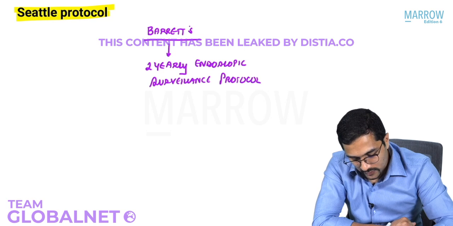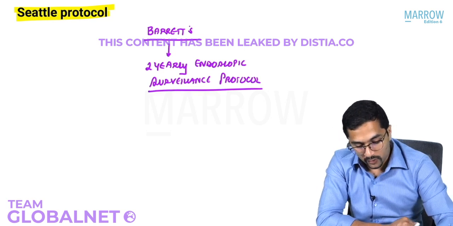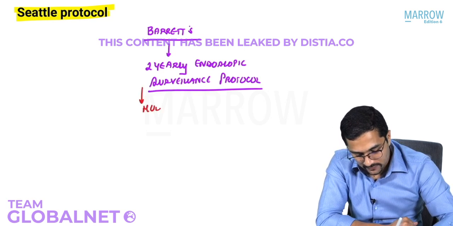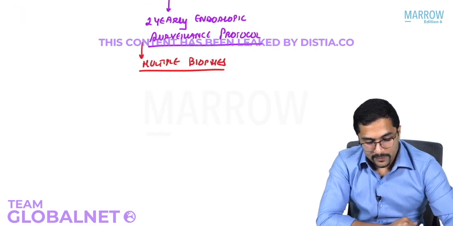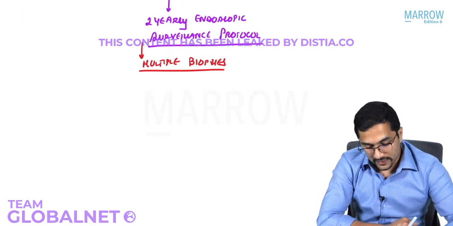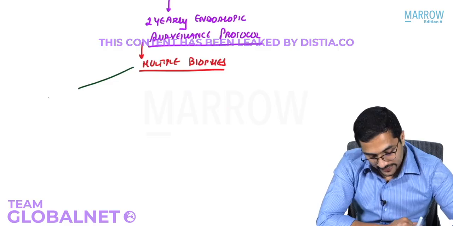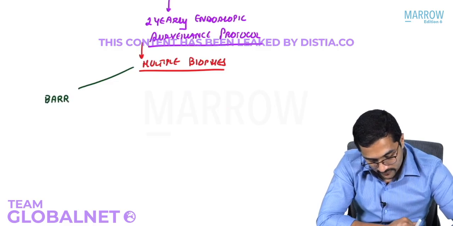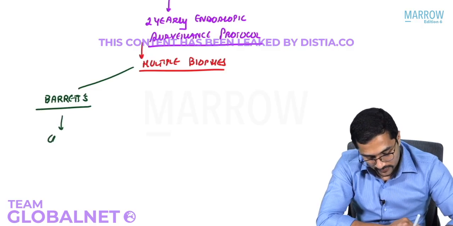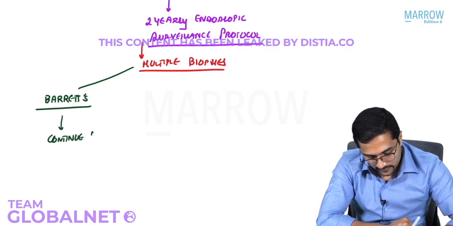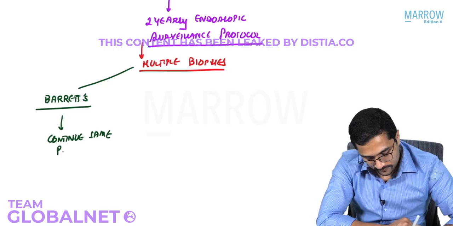And whenever we do this 2-yearly endoscopic surveillance protocol, we will carry out multiple biopsies, which I've told you. Now, when we do these multiple biopsies, what are the various outcomes which we can get? So, number one, we can again get Barrett's esophagus. And if we get Barrett's, we continue the same protocol. Right?